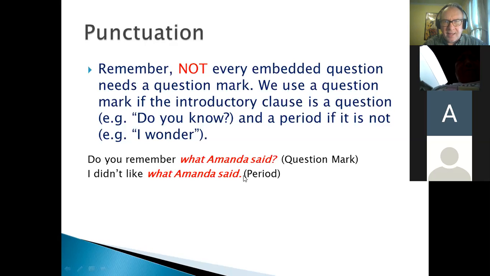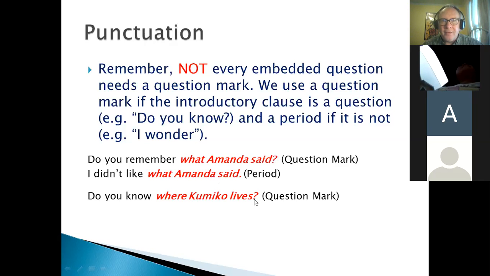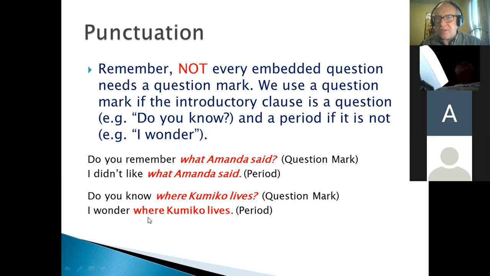I didn't like what Amanda said. A period here. ¿Por qué? Because I didn't like is not a question. Right? Do you remember is a question, so I use a question mark. I didn't like is not a question, so no question mark. So the embedded question is not necessarily a question. Sometimes it is. Sometimes it isn't. Do you know where Kumiko lives? Right? Here we have a question because it's do you know? On the other hand, I wonder where Kumiko lives. Period. Right? We use a period because I wonder is not a question.